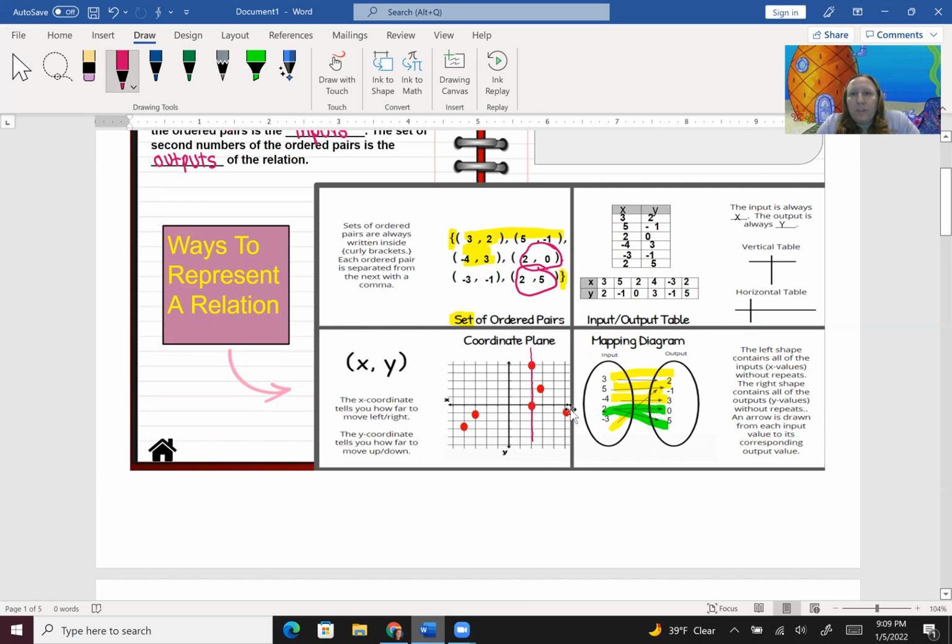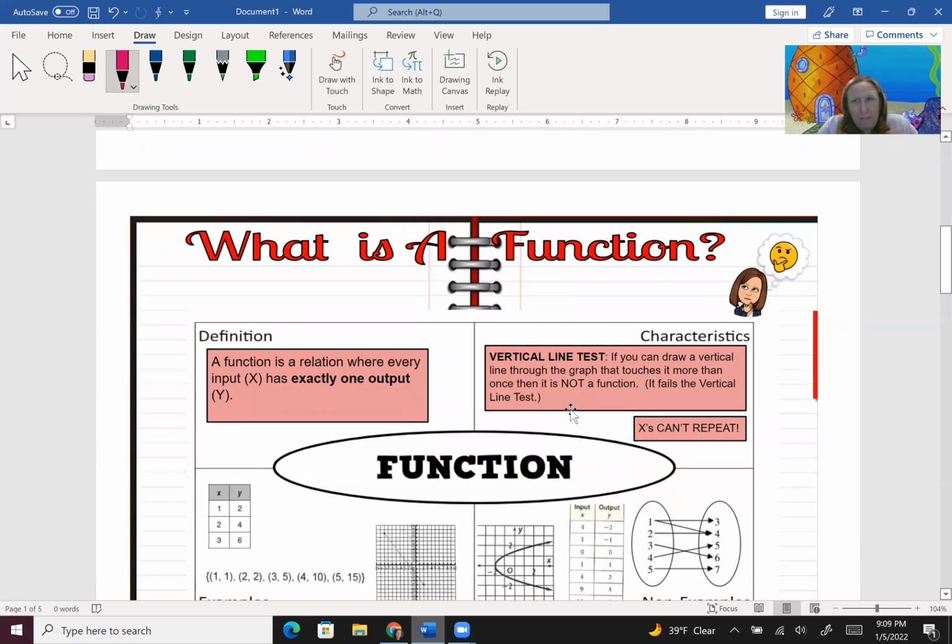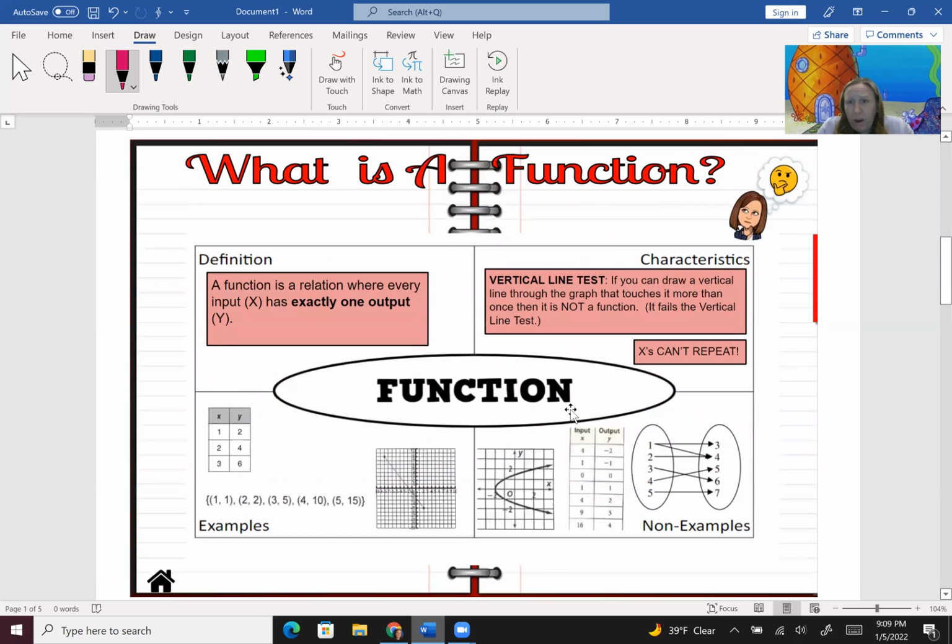So when we use this vertical line test, we're drawing these imaginary vertical lines all throughout the graph, whether it's points or a curve or a line. If it hits it once in every single spot, that means it's good. It passes the vertical line test. It's a function. If it hits it more than once anywhere in the graph, then it fails the vertical line test and it wouldn't be a function. So let's go through some examples and non-examples here.